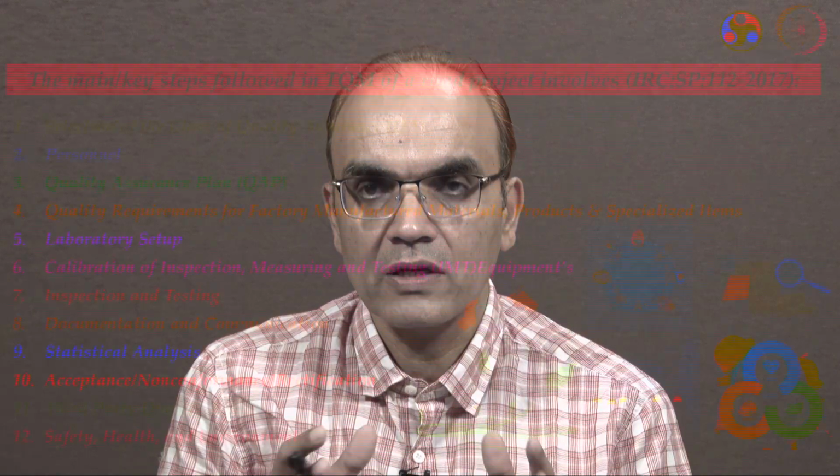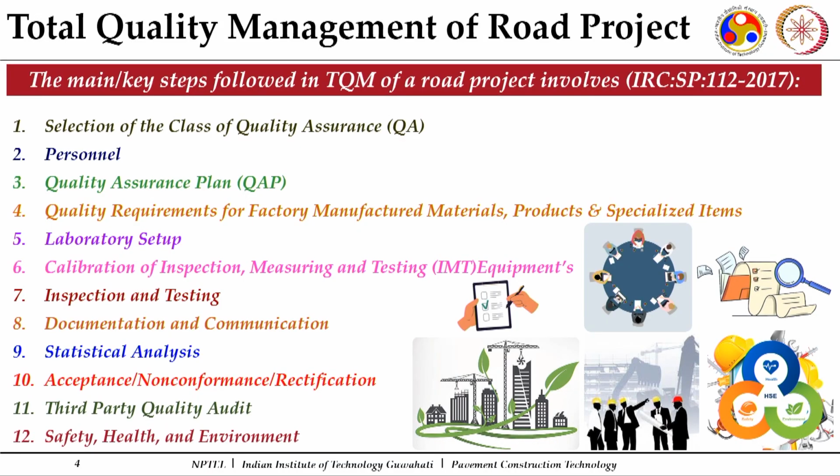In the previous lecture, where we discussed total quality management, we discussed key steps. The key factors or steps discussed included the selection of the class of quality assurance depending upon the type of the project, then the information regarding the personnel, specifically the manpower involved, and the quality assurance plan, very important.